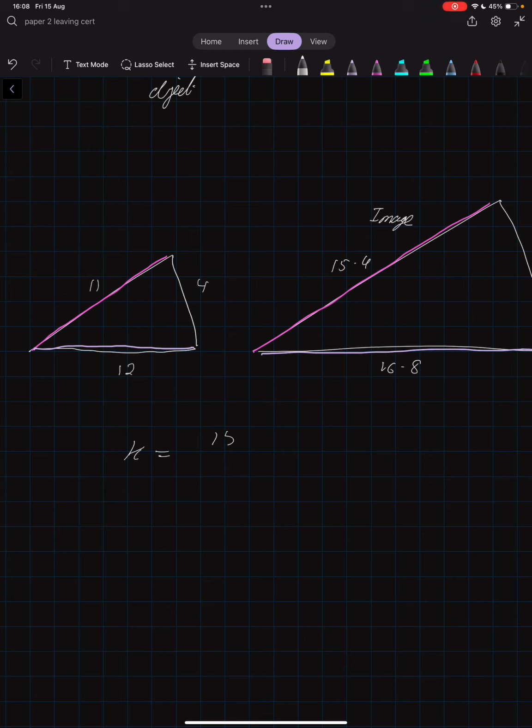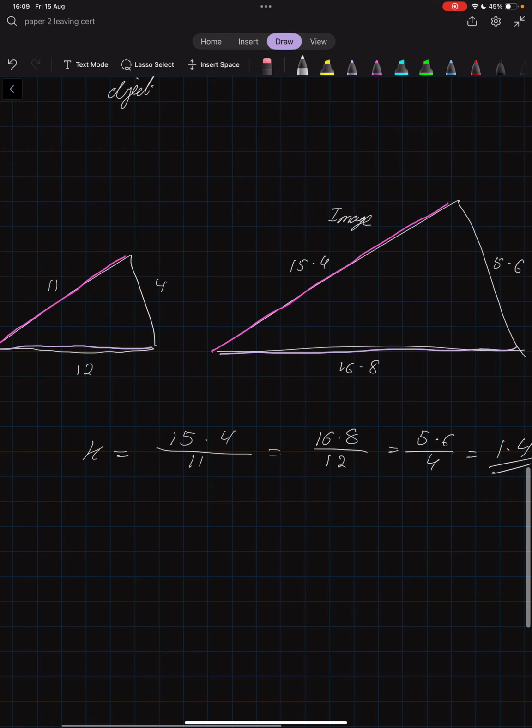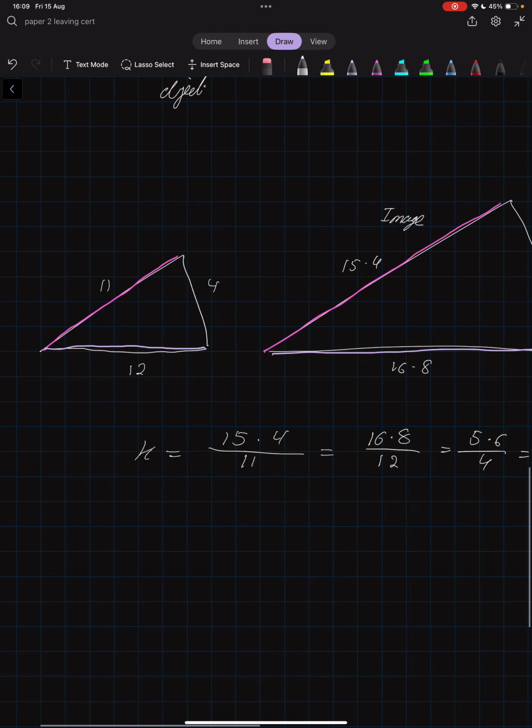So it's 15.4 divided by 11. Or it's 16.8 divided by 12. So the purple divided by the purple. Or it's 5.6 divided by 4. But regardless, you'll get 1.4 every single time. So your scale factor is 1.4. Okay? So these are also similar triangles. Okay, so just to remember, they're similar triangles.